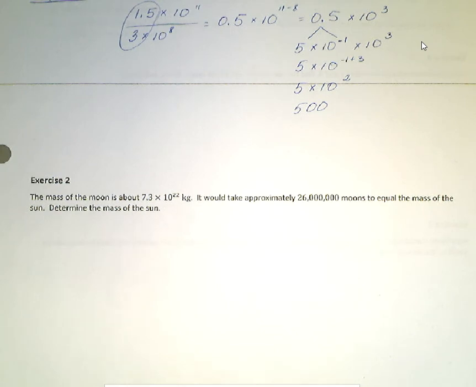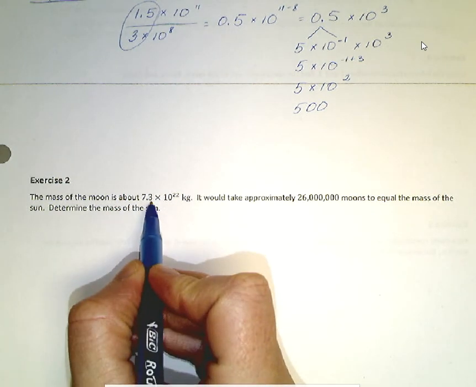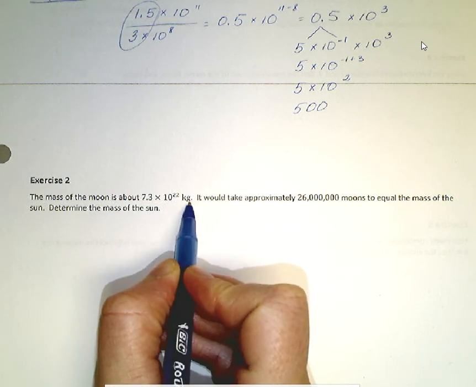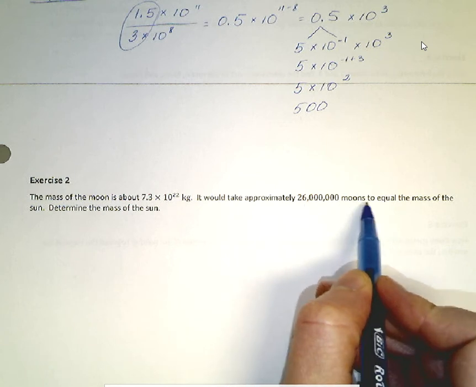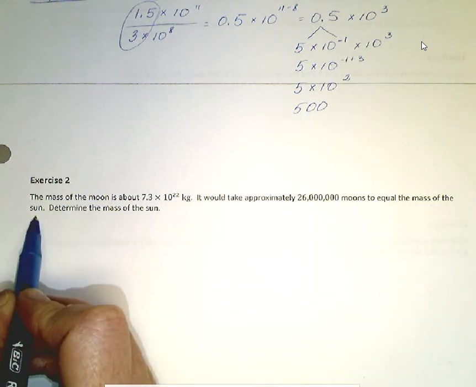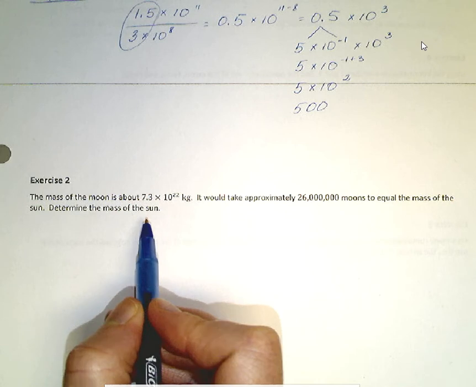Okay, so the mass of the moon is about 7.3 times 10 to the 22nd kilograms. It would take approximately 26 million moons to equal the mass of the sun. Determine the mass of the sun.